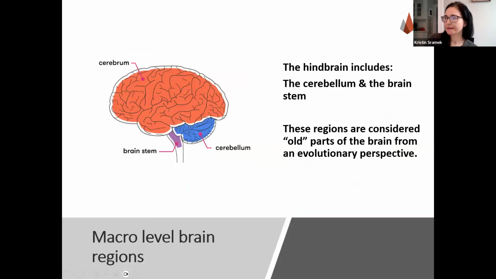All right. So these are the macro level brain regions that we understand from a developmental perspective. So we have the cerebrum, which includes the cortex. And then underneath it, we have the subcortical region, which is the limbic system, and then the cerebellum here in the back and the brainstem. Those make up the hindbrain. And remember that midbrain is quite small and it's in between. From an evolutionary perspective, again, the cerebellum and the brainstem are older regions, and the cortex in particular is considered to be a newer region, the most recent addition being the prefrontal cortex.